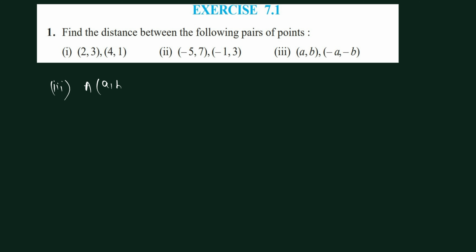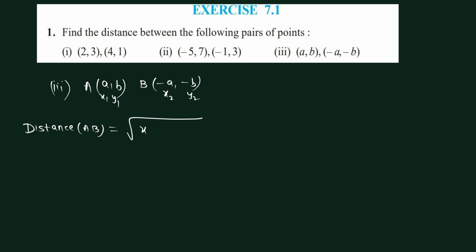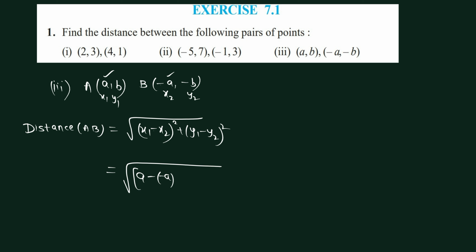a comma b minus a comma minus b. Let us say this is A (x1, y1) and B (x2, y2). Distance AB equal to root over x1 minus x2 whole square plus y1 minus y2 whole square. Listen everyone. So what is the x1 value here? X1 value is a. X2 value is minus a. Minus of minus a is plus a whole square.